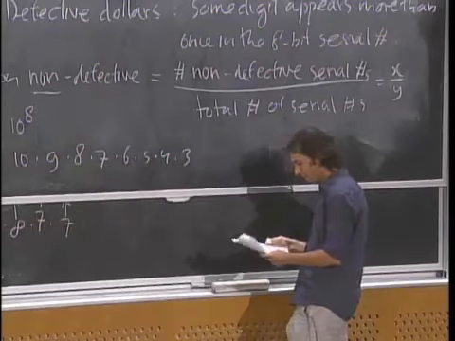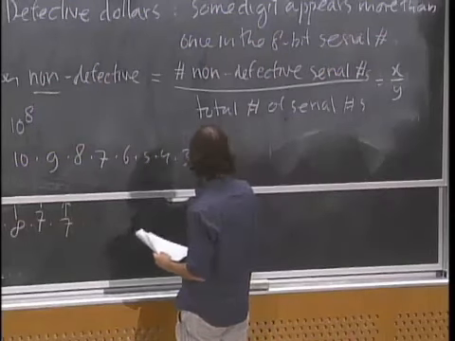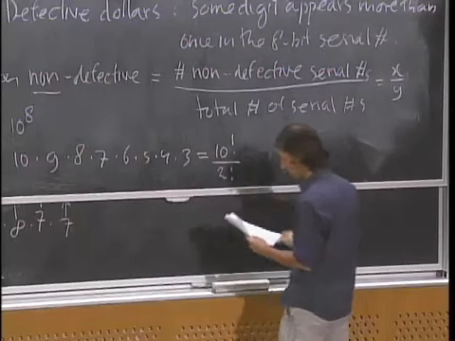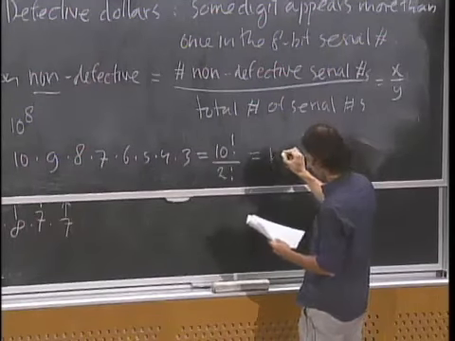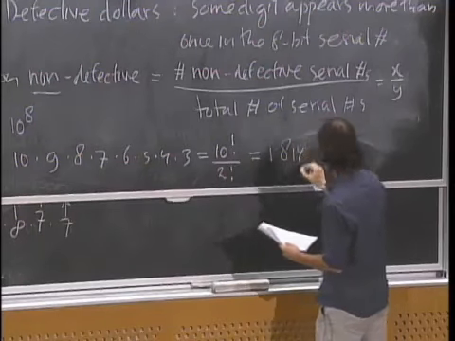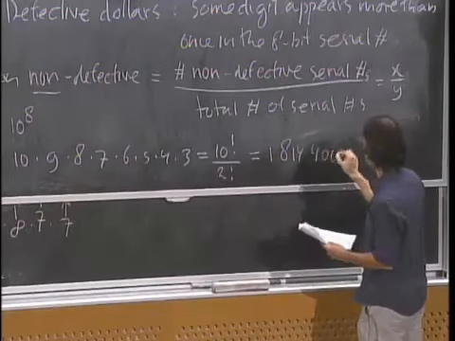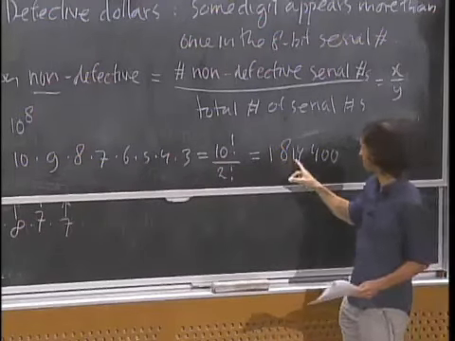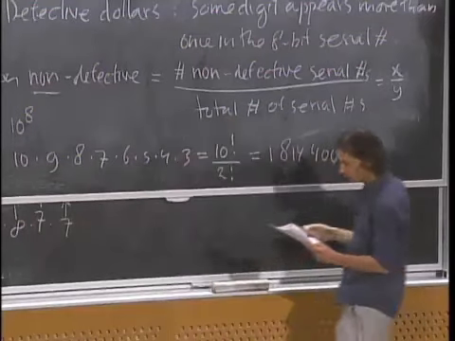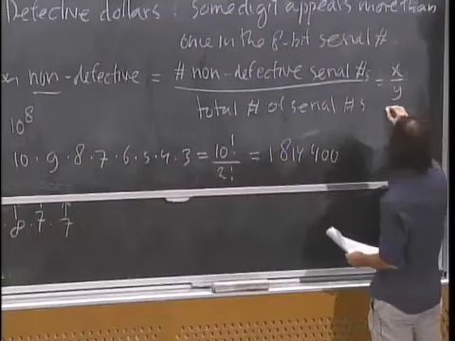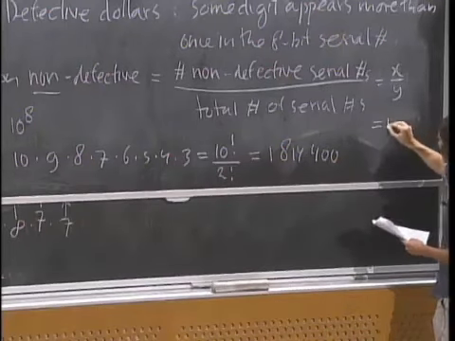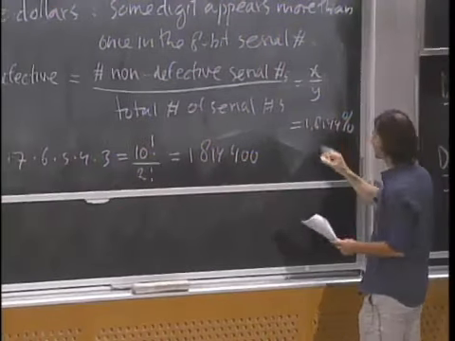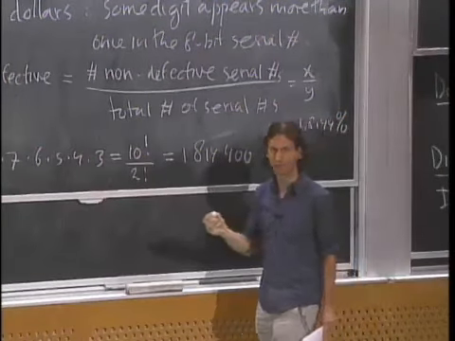Okay, so how many are these? Well, this is actually equal to 10 factorial divided by 2 factorial, and it turns out to be 1,814,400 possible choices. So now let's look at the fraction. If you divide this by this, we get a really very small fraction. This is actually equal to 1.8144%. So a very small fraction is non-defective.